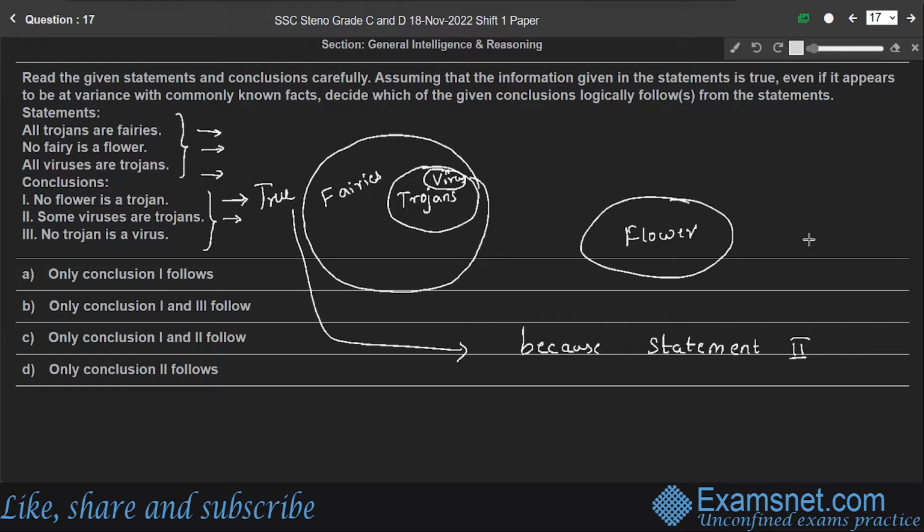Second one, some viruses are Trojans. This is also true. It is given that all viruses are Trojans, therefore true. No Trojan is a virus, which is false, because some Trojans are viruses. Because the set of viruses is completely included in the set of Trojans, no Trojan is a virus is a false one. Therefore, conclusions 1 and 2 are true. Option C. Conclusions 1 and 2 follow.